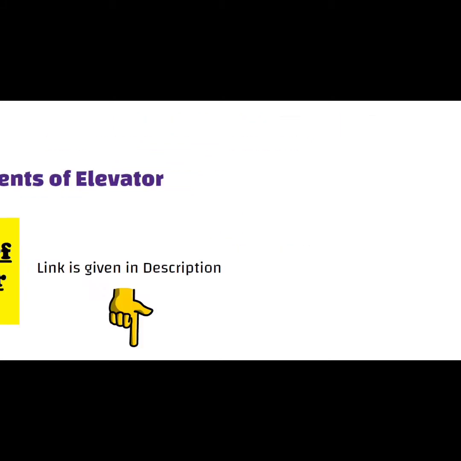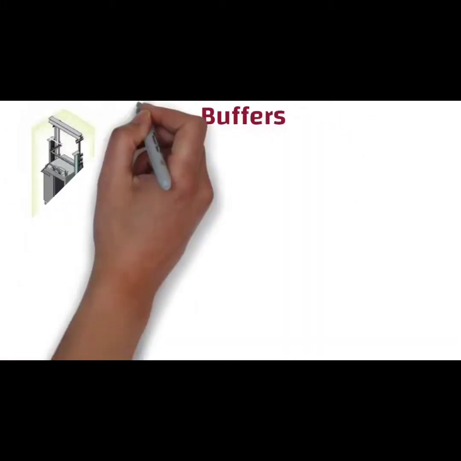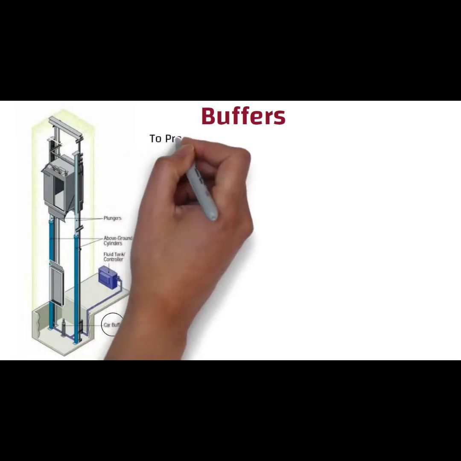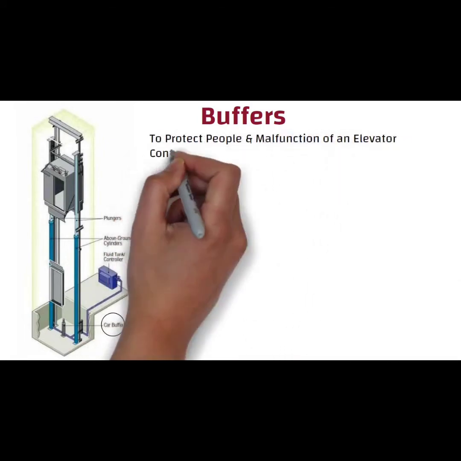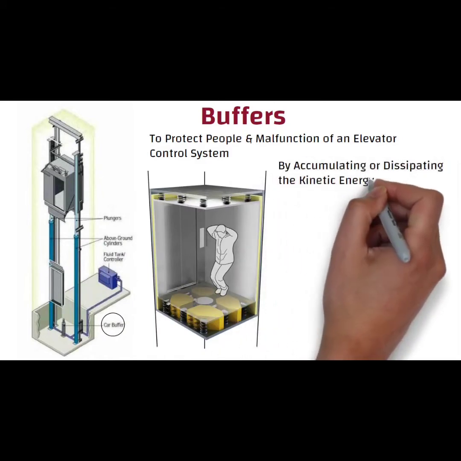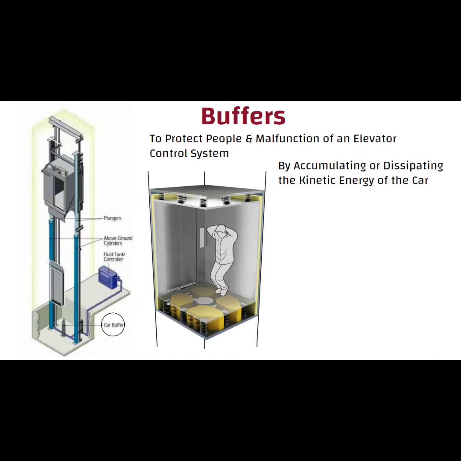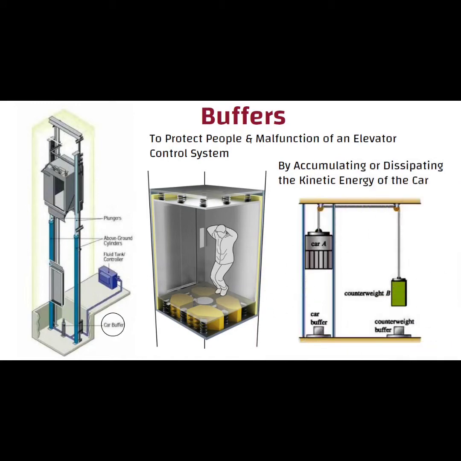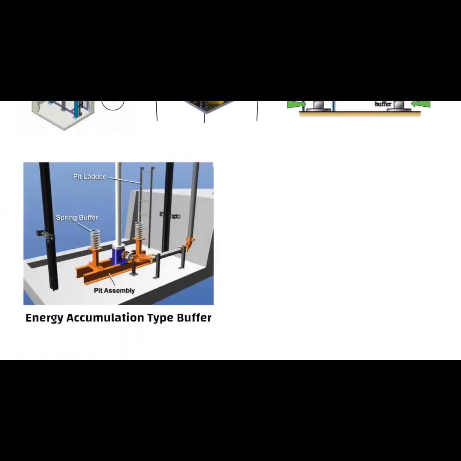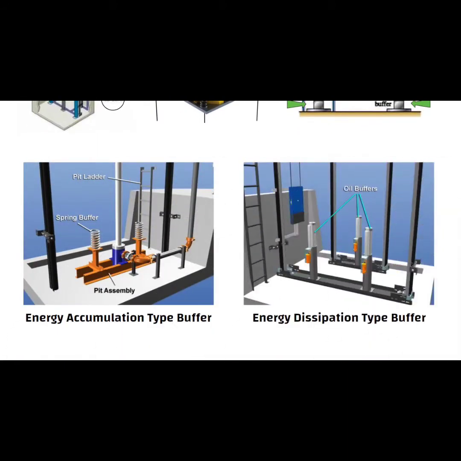So let us start. Buffers. The buffer is an apparatus located at the bottom of the elevator, designed to protect people in case of malfunction of the elevator control system. Buffers can stop a descending car by accumulating or dissipating the kinetic energy of the car. You can see in this picture, buffers may also be fitted under the lift car or counterweight. Buffers can be of two types: energy accumulation type buffer and energy dissipation type buffer.